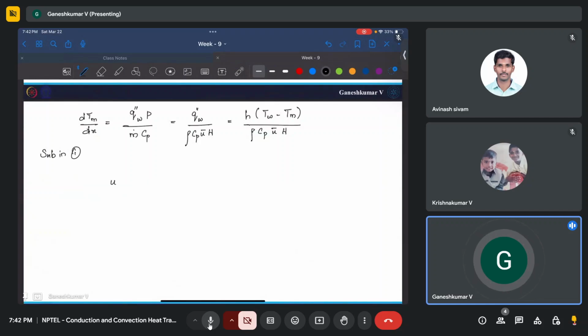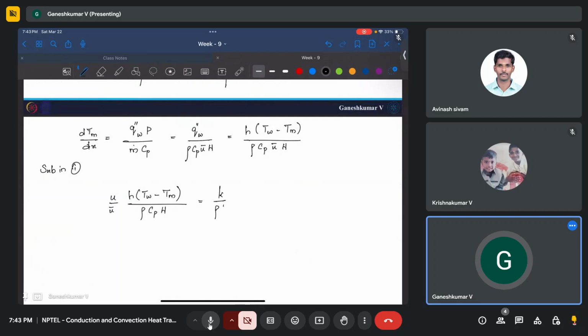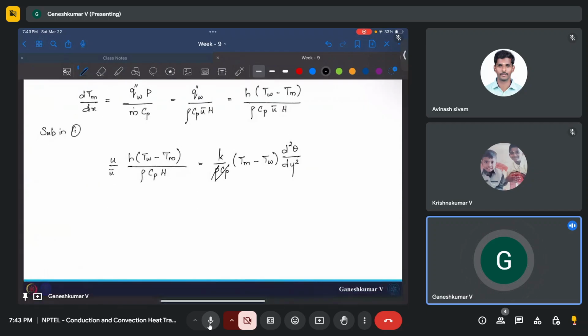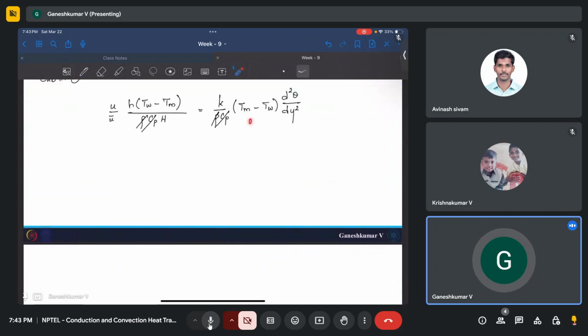So it becomes u times, you can write u by u bar, h, T wall minus T mean divided by rho Cp capital H is equal to alpha, which is k by rho Cp, into T mean minus T wall, d square theta by dy square. Okay, so we know this and this, you can cancel them, and you can take this to this side and cancel them, it becomes negative, so you take everything to the other side. What would happen then?